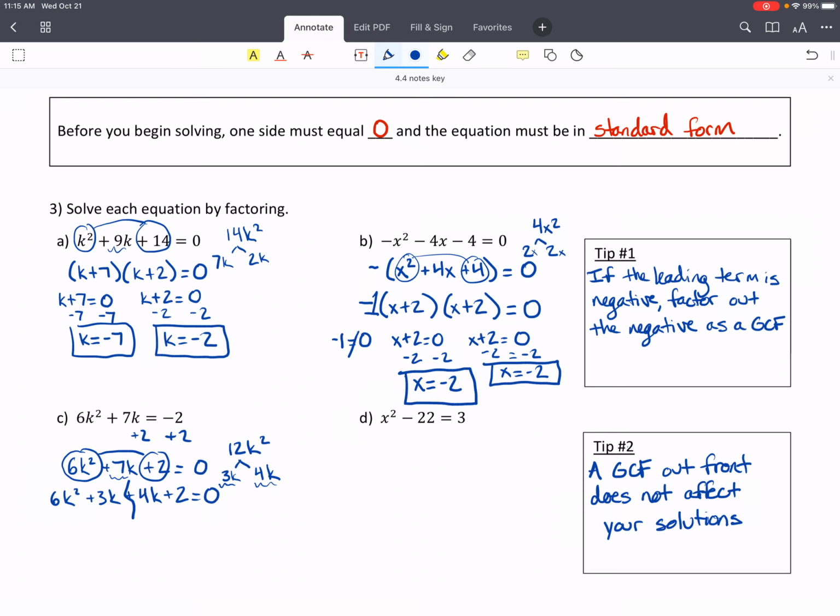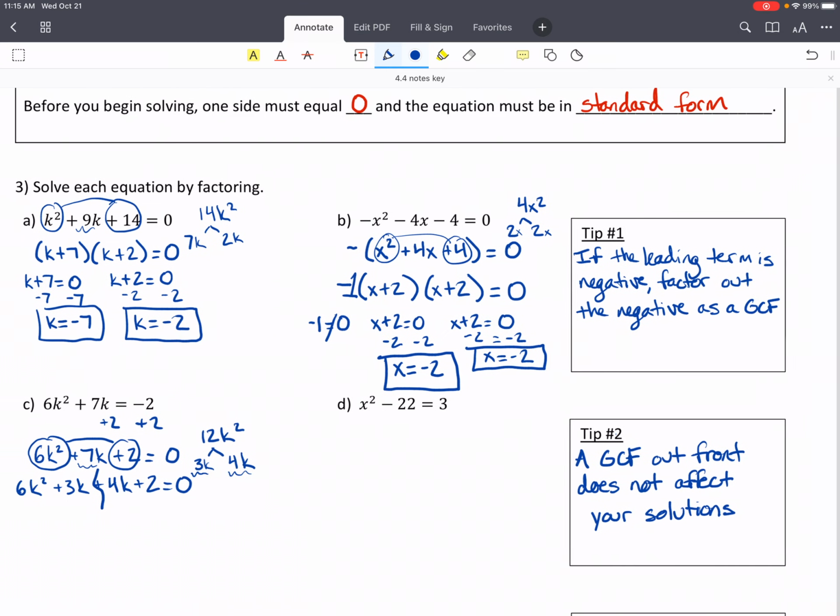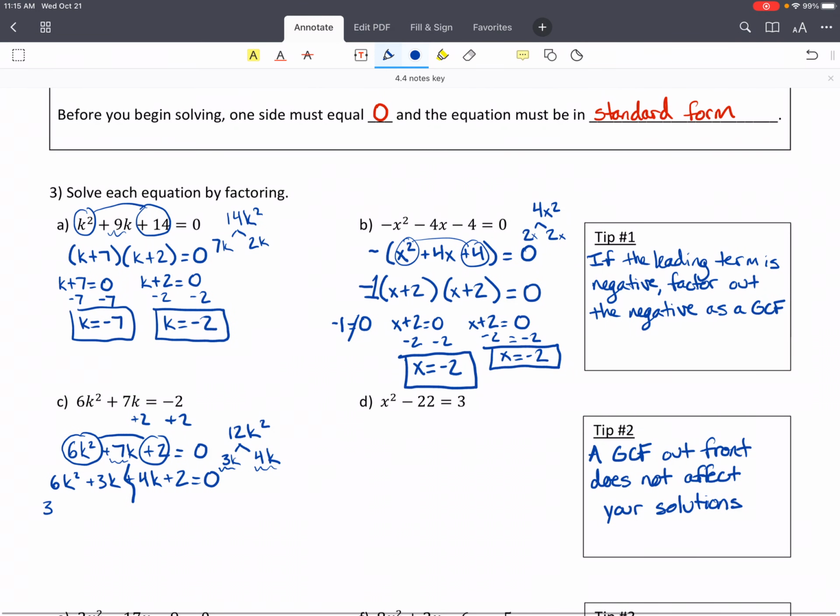So the left side, I see they both have a 3 and they both have a k. And so dividing everything by 3k, I get 2k plus 1. And the right side, they're both divisible by a positive 2, which gives me a 2k plus 1. Hey, those are the same thing. Means we did it right. So I can factor out that 2k plus 1 from both of them. And when that happens, I'm left with 3k plus 2.